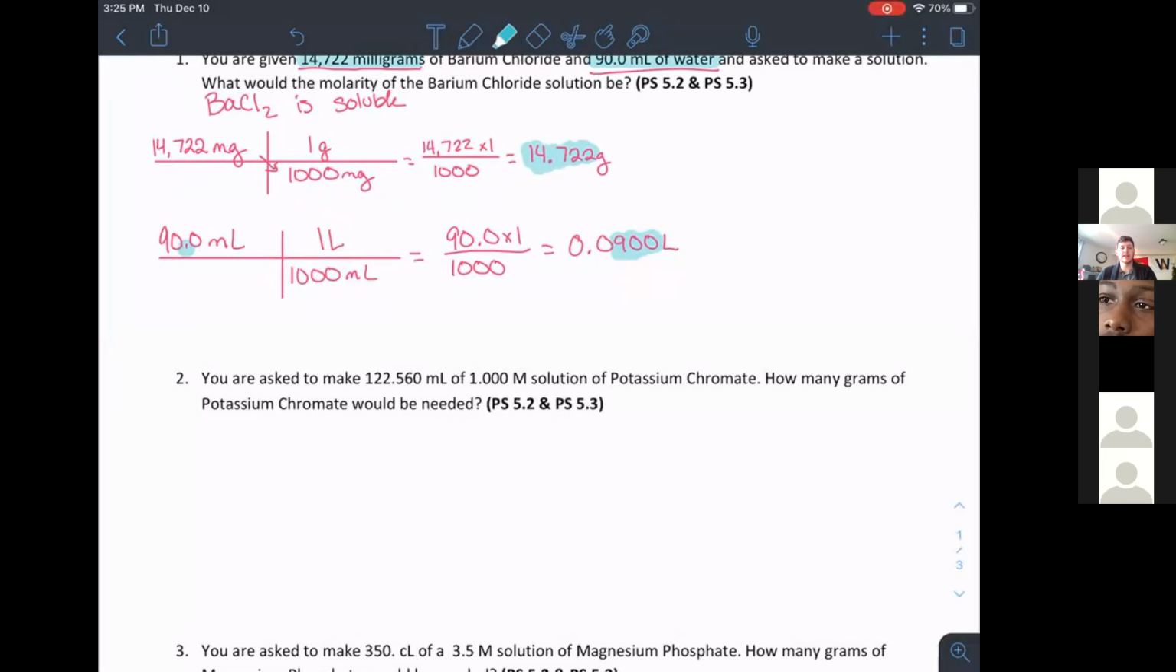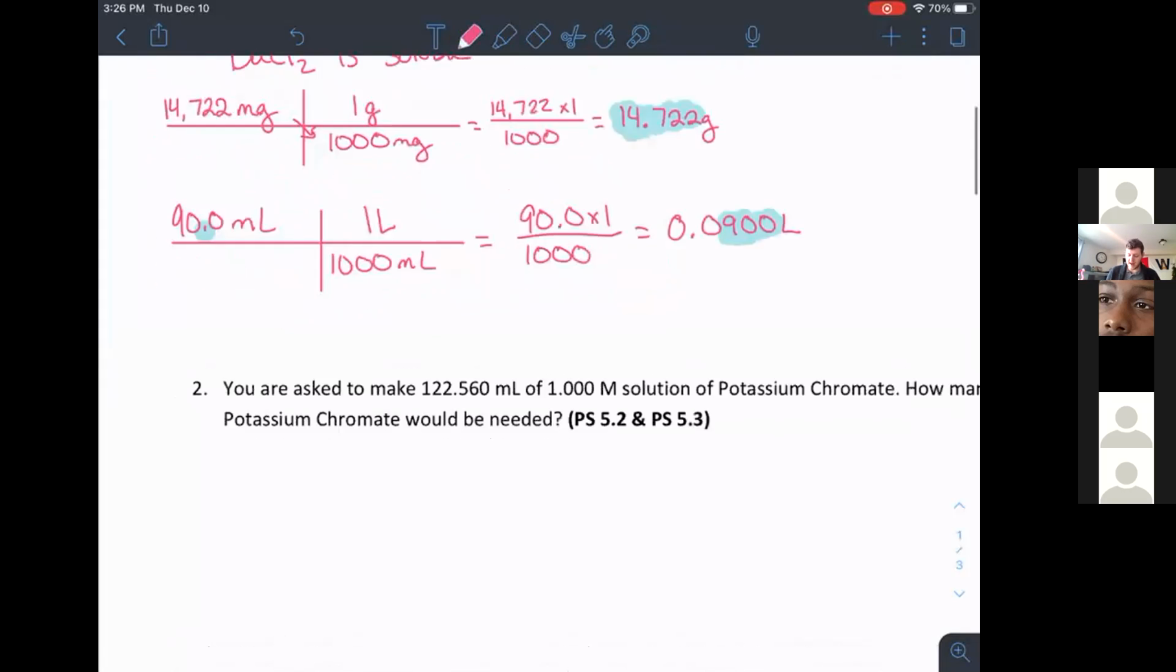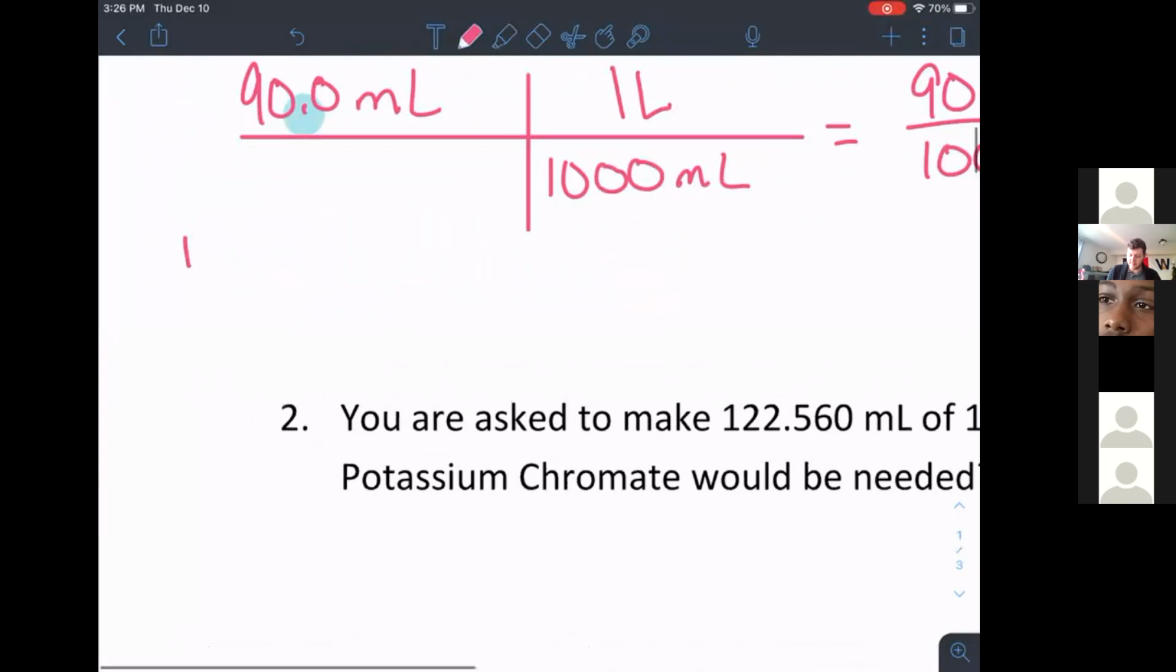And so we're looking at this problem. We can see that we have grams and we have liters. We know that molarity is moles divided by liters, which means we have to get our grams to turn into moles. To do that, we can figure out the molar mass, which tells us how many grams equals 1 mole of that compound. So the first thing we need to do is find the molar mass.